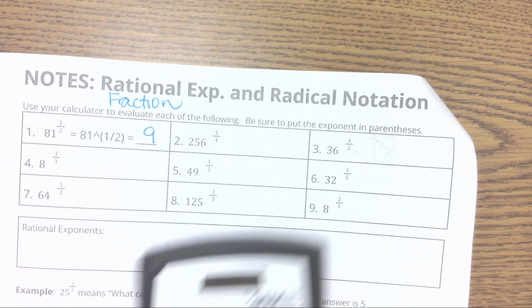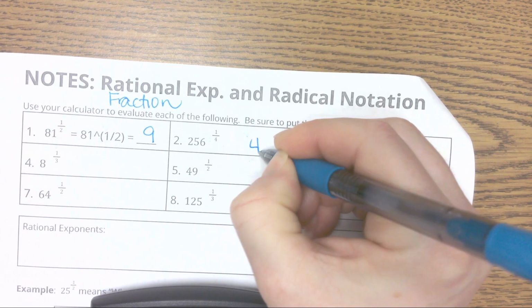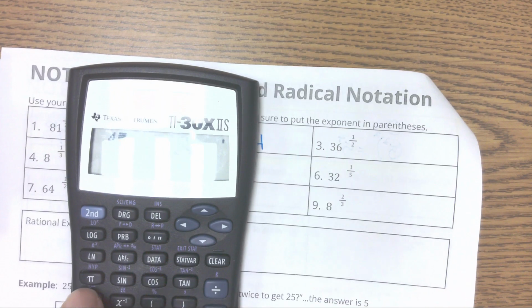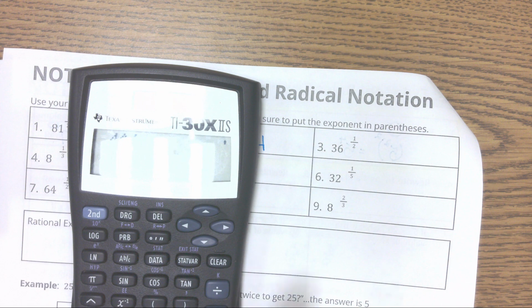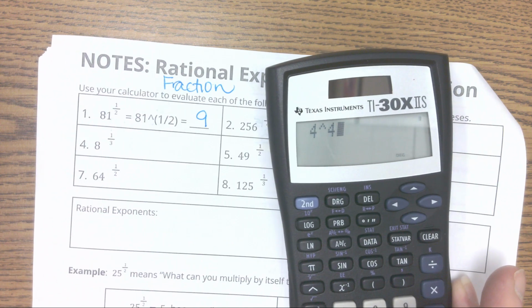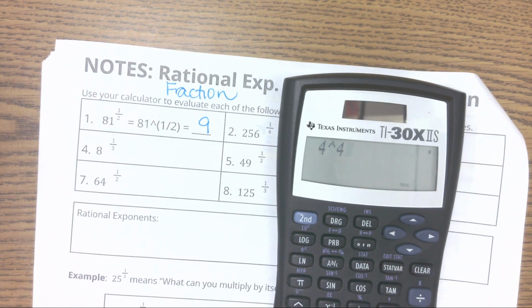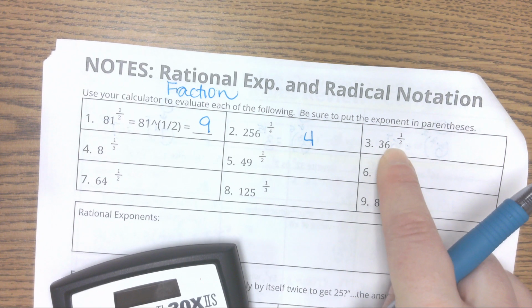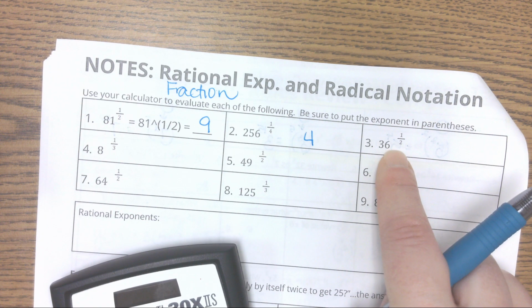All right, now here's the reverse. 4 to the 4th power then, if I went the other direction, sorry, I'm trying to get the glare off of this. 4 to the 4th power is 256. So those processes reverse each other. Okay, so without your calculator then, what's 36 to the 1/2? 6, right? Because 6 squared is 36.